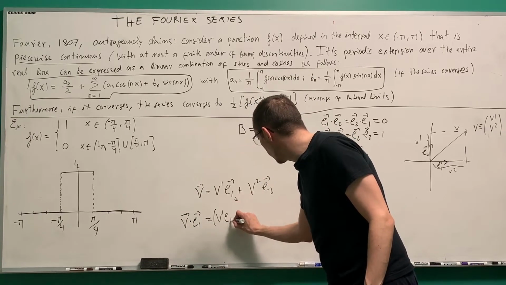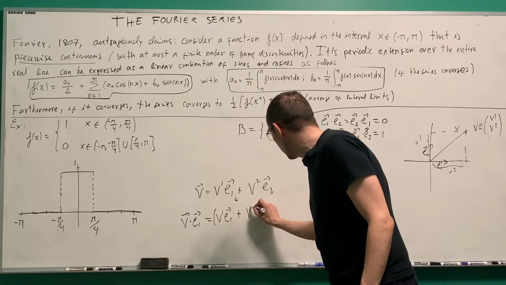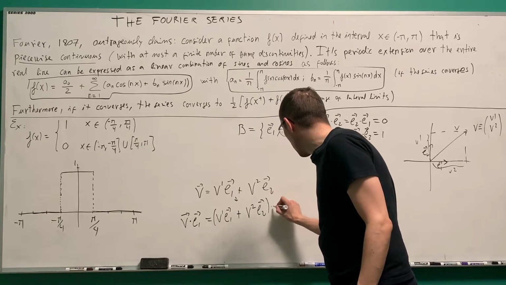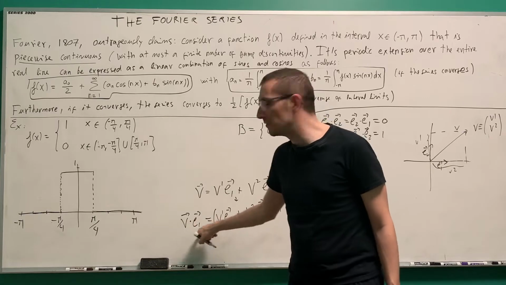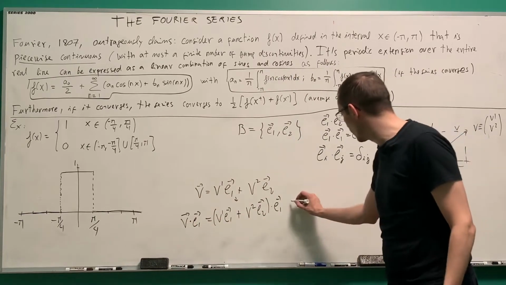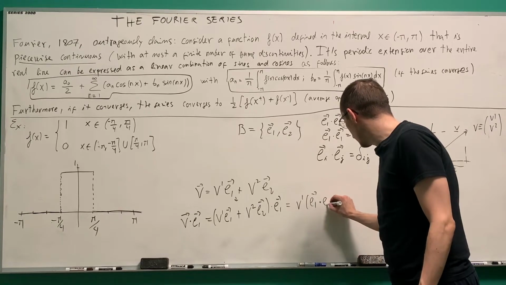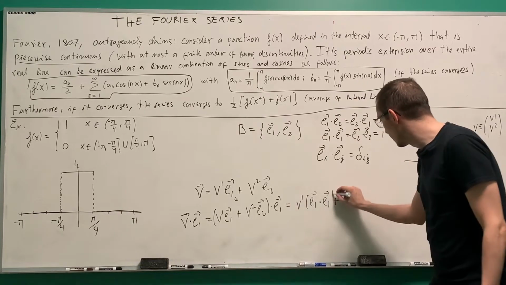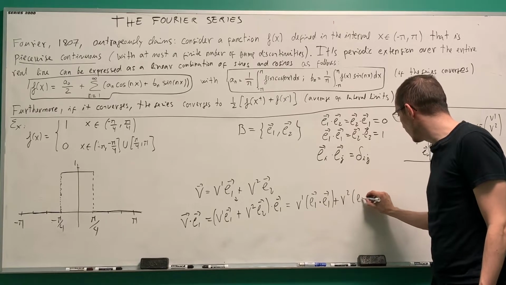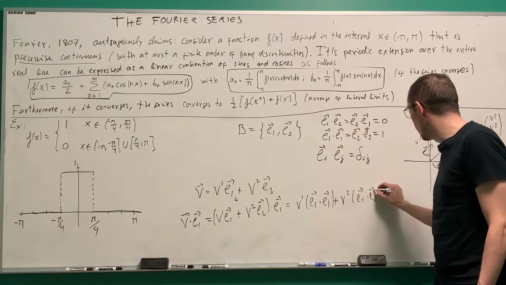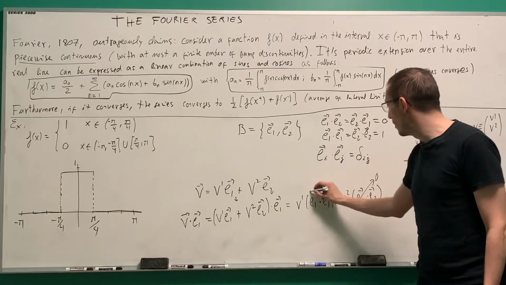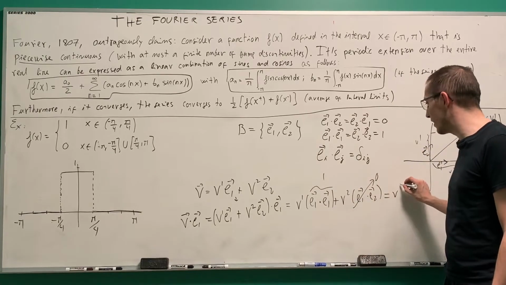So V1, E1, V2, E2 times E1. If I do the inner product of V with the first element of the basis, what do I get? Well, I get V1 ⟨E1, E1⟩ plus V2 ⟨E1, E2⟩. And because it's orthonormal, this is 0 and this is 1, and it gives me V1.